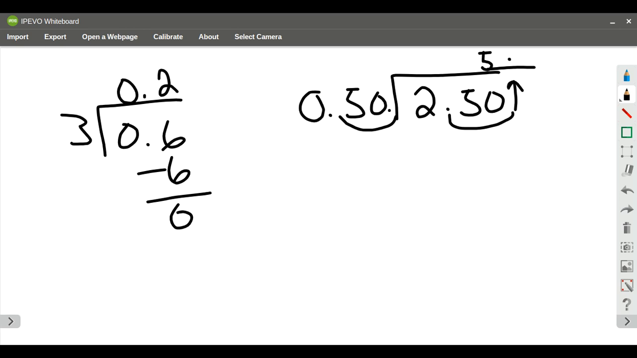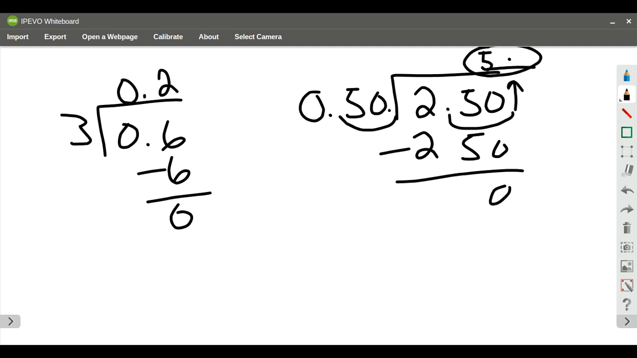Then look at how many times 5 goes into 25. So I end up with 250, subtract, 0 left over. So my answer here is going to be 5.